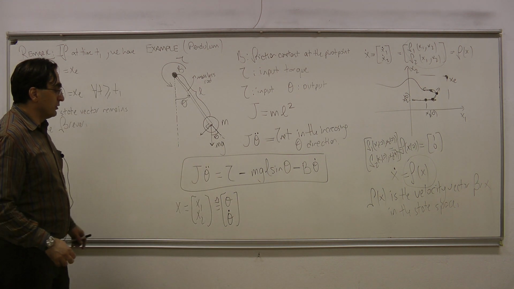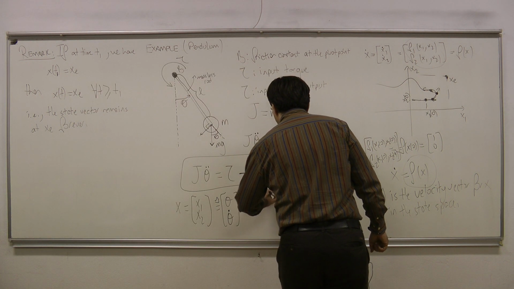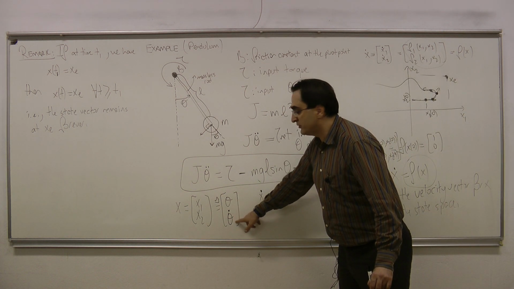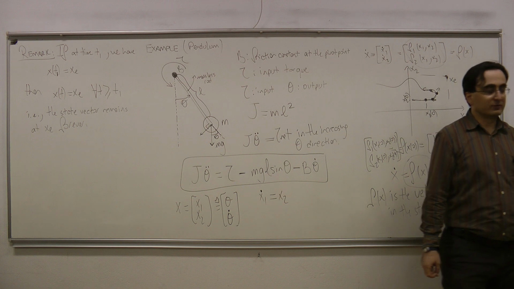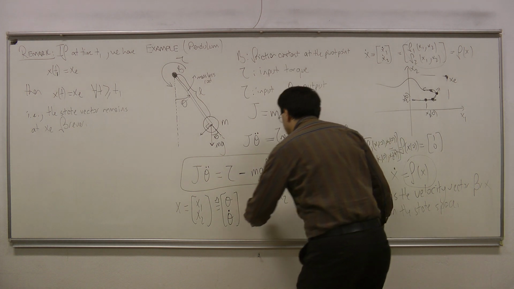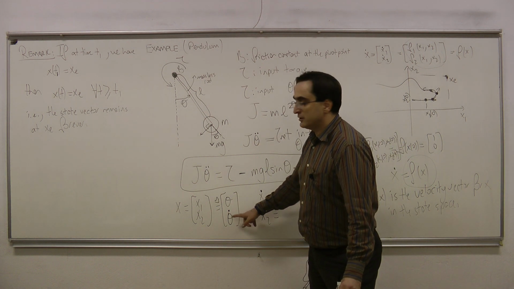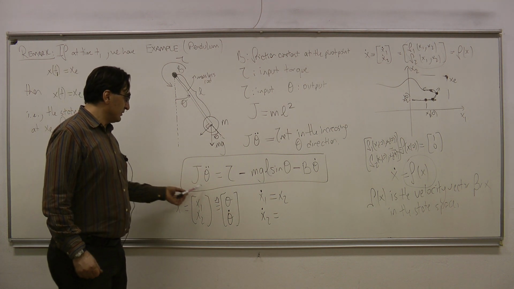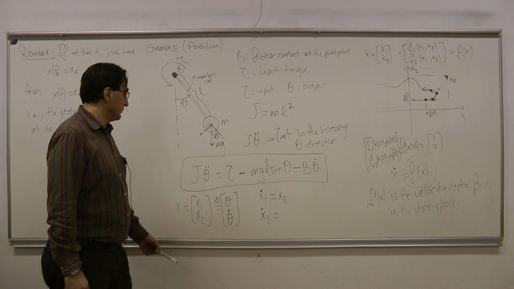So now let me try to get the state equations. The first thing that I'm going to do is to obtain x1 dot. x1 is theta, x1 dot is theta dot, which is the second state variable. That means that the first equation is x1 dot is equal to x2. And the second equation is going to be related to x2 dot. x2 dot is the derivative of theta dot, which is theta double dot. And I can write theta double dot using this equation in terms of the input and the other state variables.